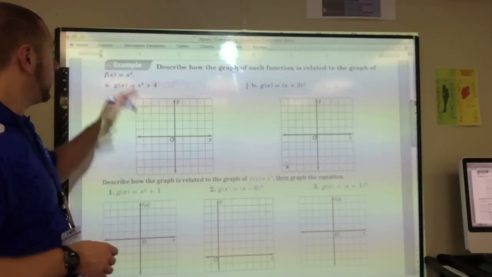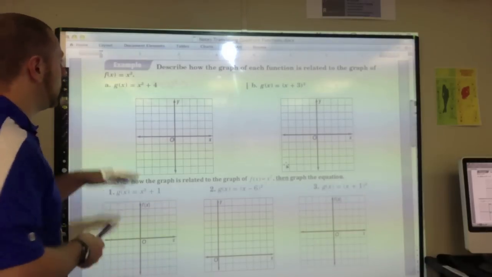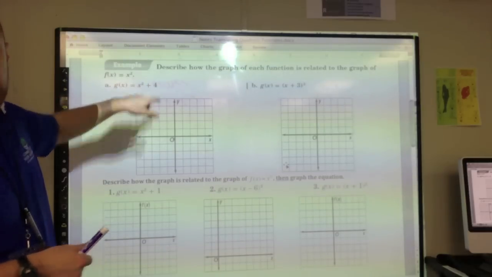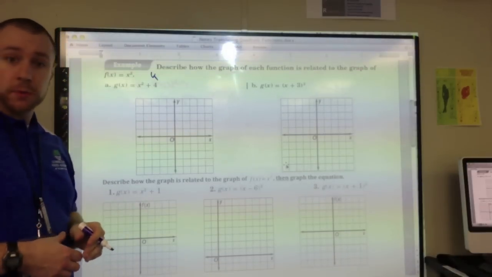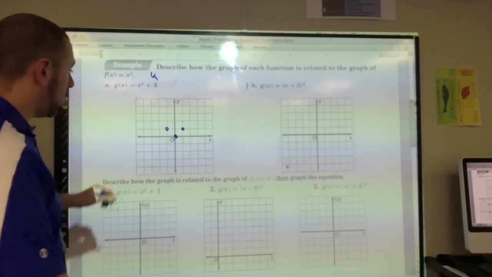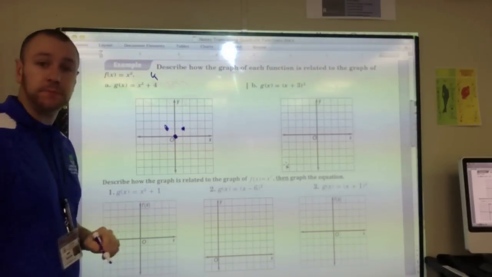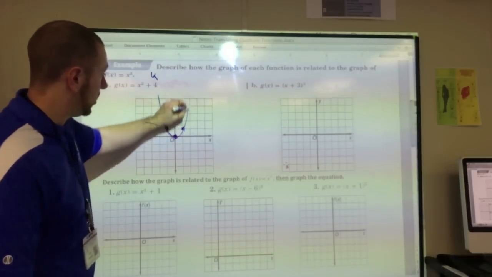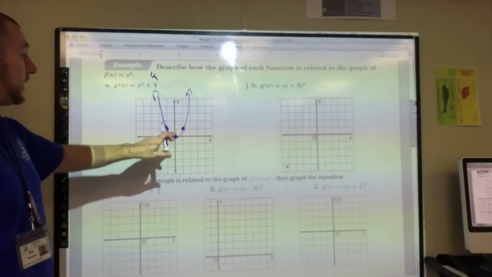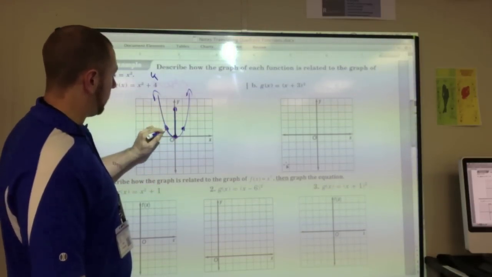So now we're going to graph example 1 and 2 here. So we have to decide, is it k or is it h? Because this plus 4 doesn't have a parenthesis, it's going to be the k. So normally a quadratic has these three points, okay? They normally have the origin, 1, 1, and negative 1, 1. And it looks like a u, okay? Now, this plus 4 tells me I'm going to take this normal graph, and all I'm going to do is take all of these and move them up 4.